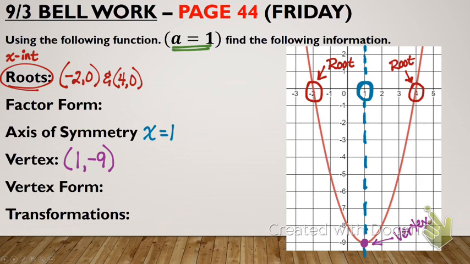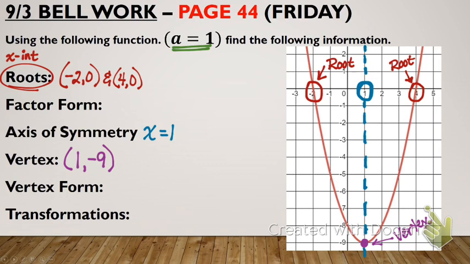So for the transformations, I don't have AHK form that I can look at. They told me my A value, so I know I don't need to describe a stretch or a compression or a reflection at all. But I still need to figure out how this has moved or shifted from the parent. You can always use the vertex of a transformation to talk about any left or right shifting and any up or down shifting. The parent function has its vertex right at the origin.